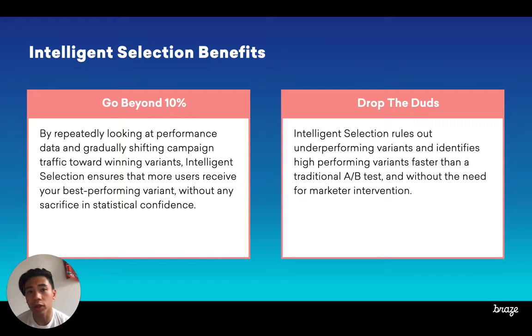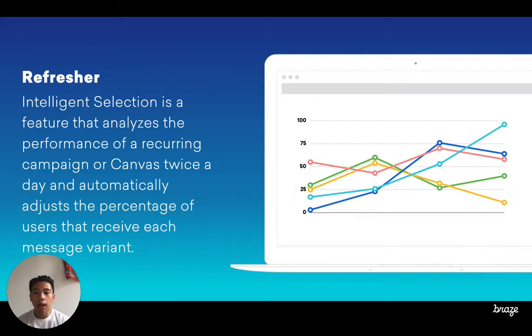So, we've already talked about all the great benefits and use cases that intelligent selection solves for in the previous video. So, let's quickly refresh on what intelligent selection is, and then we'll dive into actually setting up intelligent selection within the Braze platform. As a refresher, intelligent selection is a feature that analyzes the performance of a recurring campaign or canvas twice a day and automatically adjusts the percentage of users that receive each message variant.